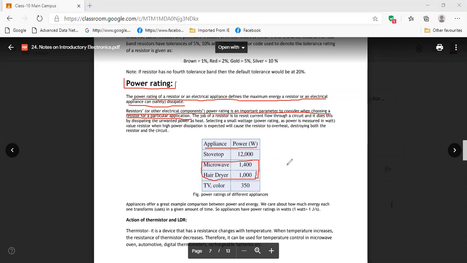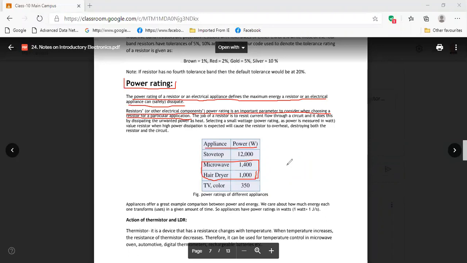Are you understanding what I'm saying? So all these things you can apply appropriately if you know the power rating of all the appliances. If you don't know the power rating, you cannot. Yes, tell me.